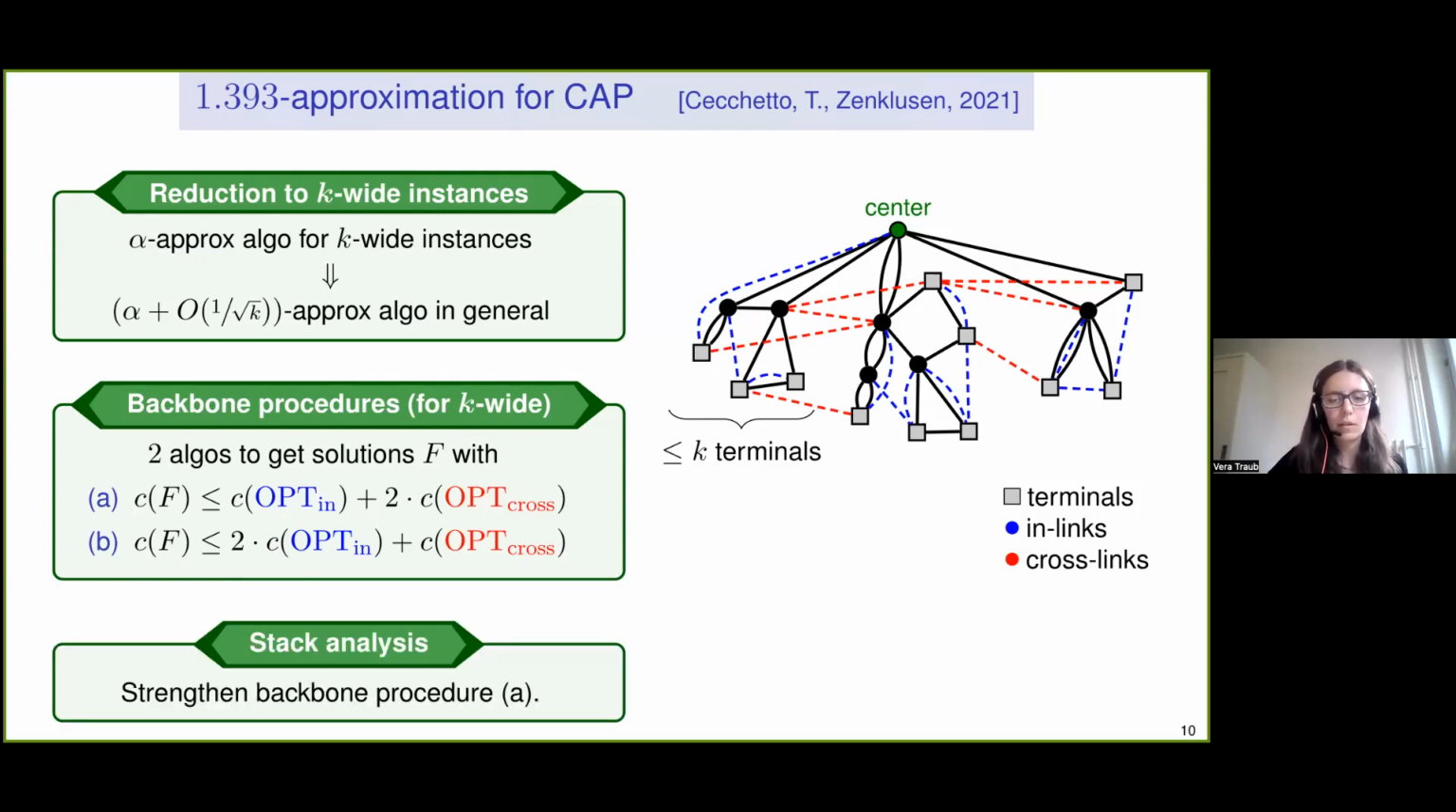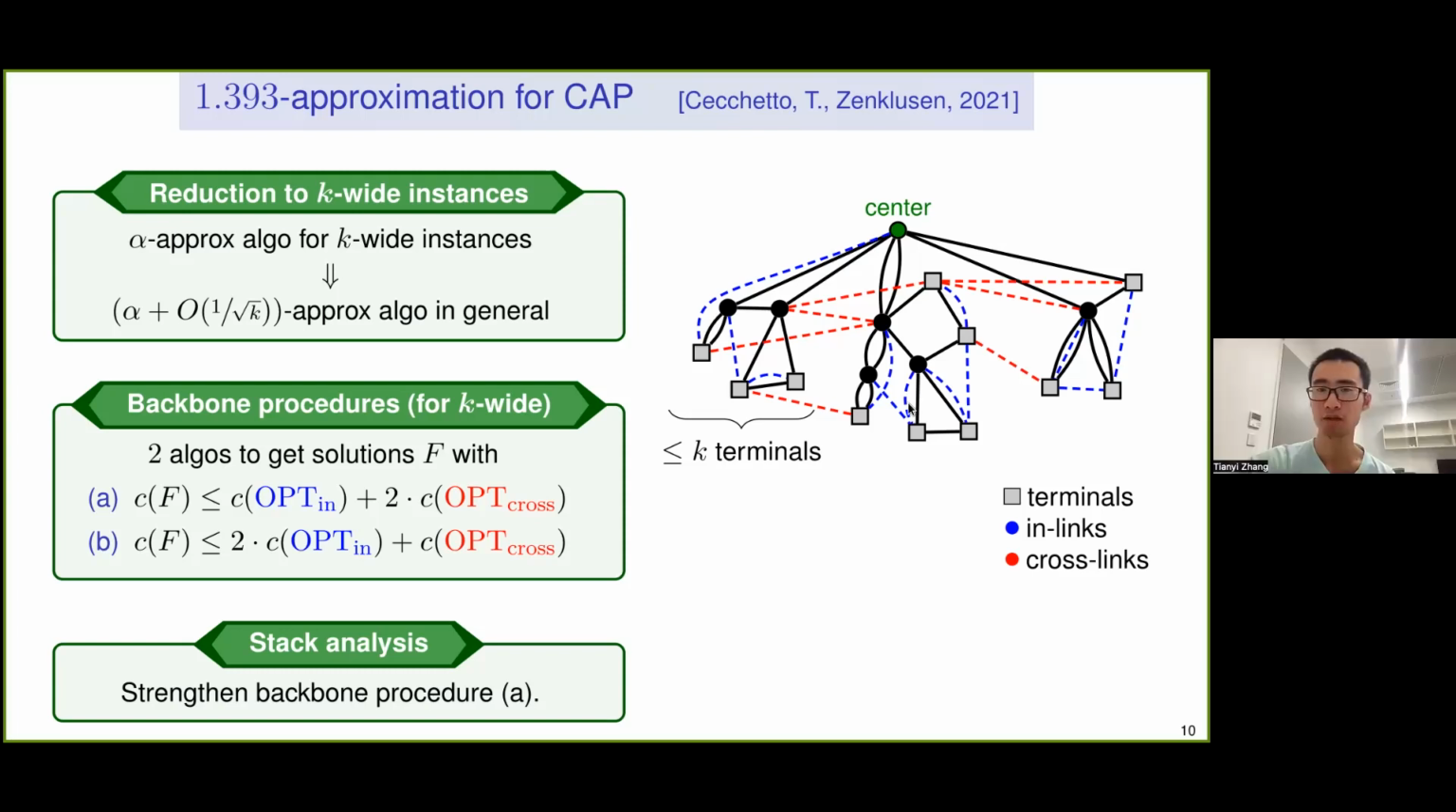So the algorithm actually has a third ingredient, which is what we call the stack analysis. This is essentially a strengthening of this algorithm A here, which has a good guarantee if we have many in links. Combining these ingredients together then in the end leads to this 1.393 approximation.